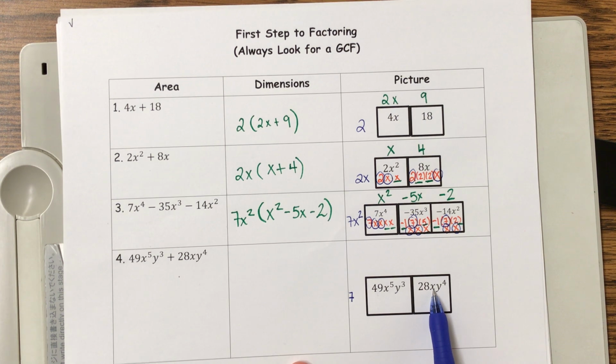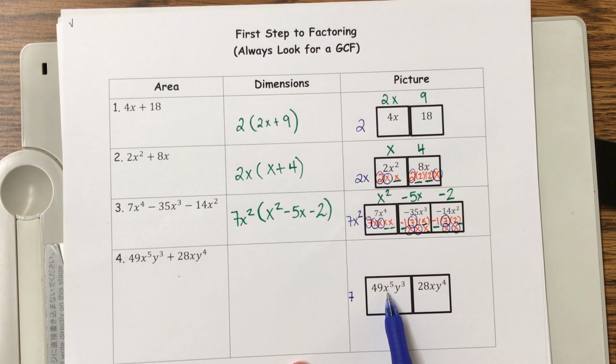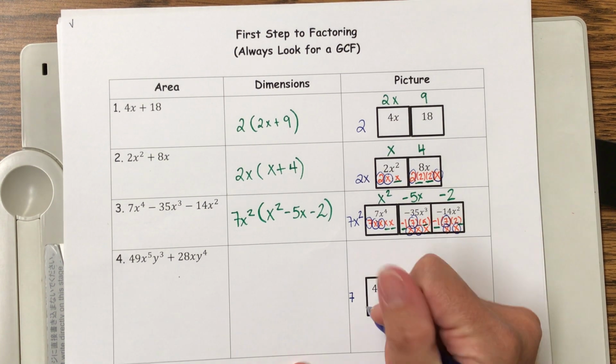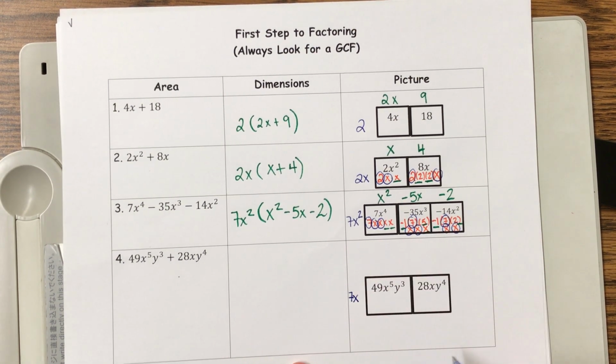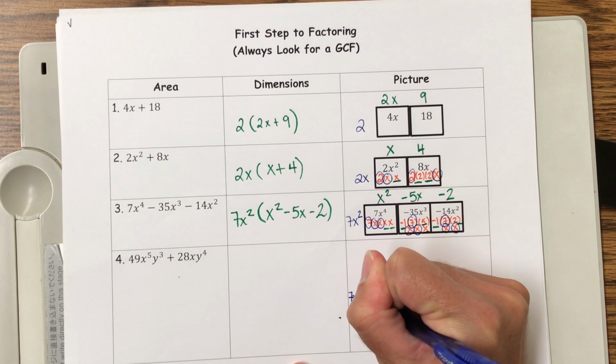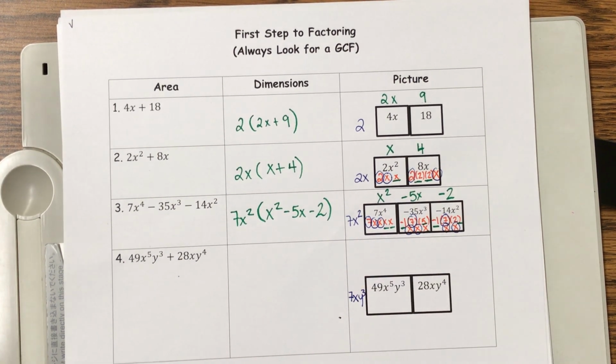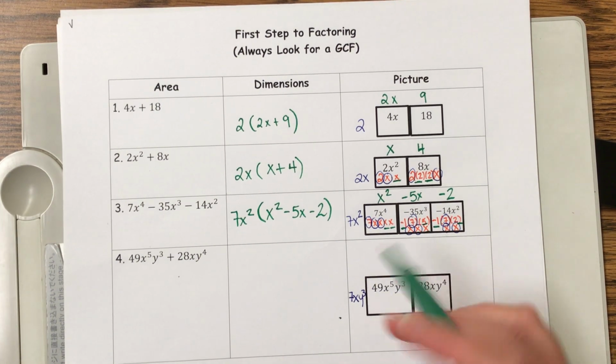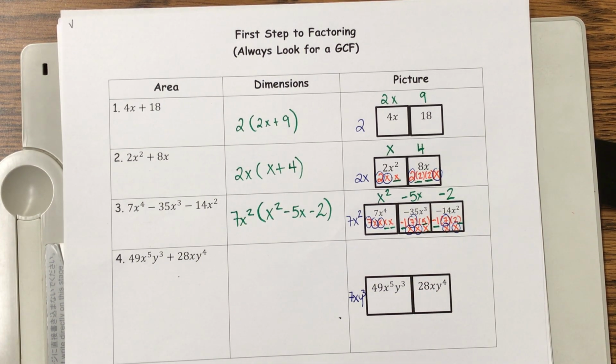Well, this one only has one x, 28x y to the 4th, and 49x to the 5th y cubed, has 5 x's. So the greatest amount of x's they have in common is the x. And then they also have y's in common. This one is y to the 3rd and y to the 4th. So the greatest amount of y's that we have in common is y to the 3rd power. So now, my GCF is 7xy cubed.